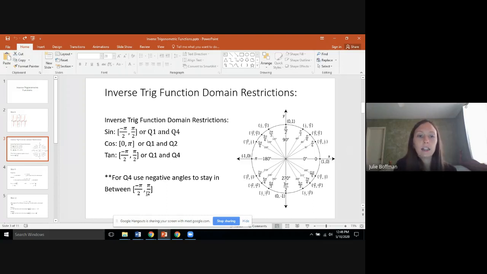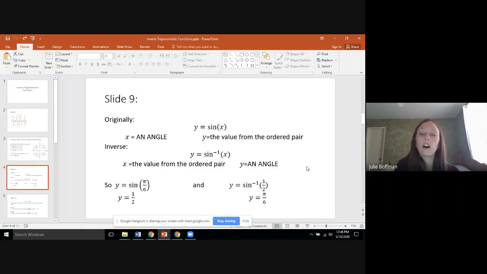So this slide right here would be a great thing to write down or take note of. We'll talk more about cosine and tangent in a second, and about this quadrant 4 information. So all that to say, it's just switched. Now your answer is the angle that gives you that value. So the answer is pi over 6.